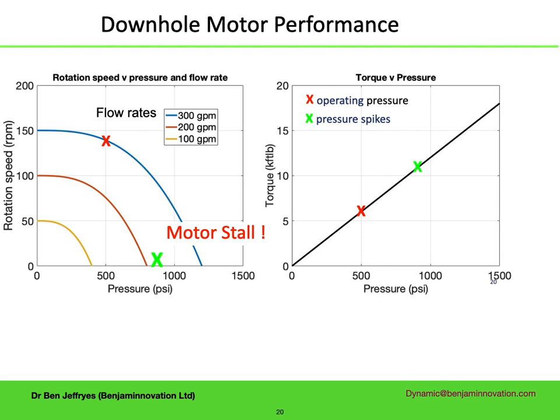The motor was behaving exactly the same downhole as it was in the dynamometer. The difference was the thousands of meters of compressible fluid between the pump and the motor.